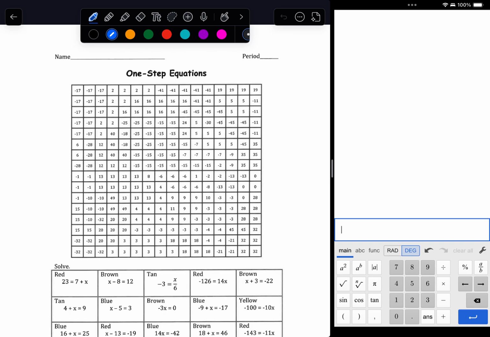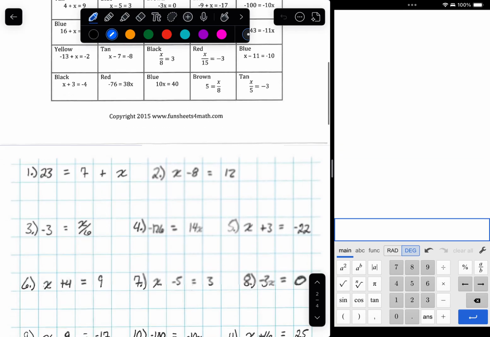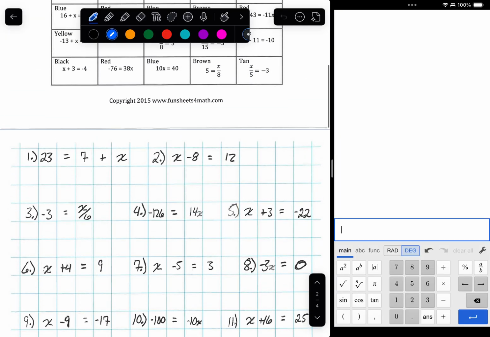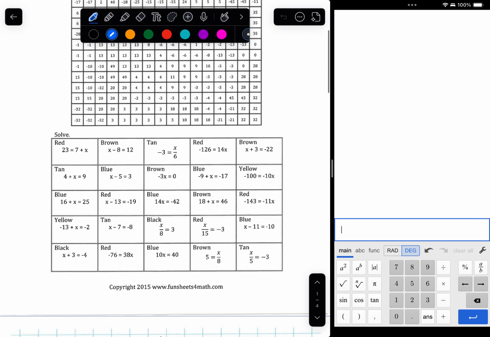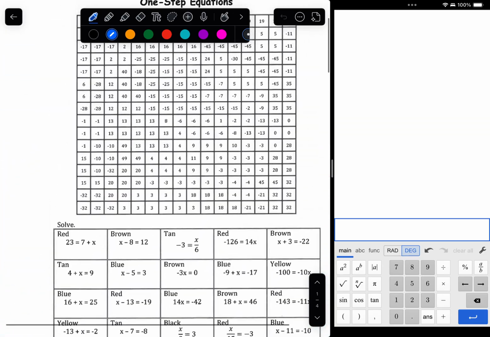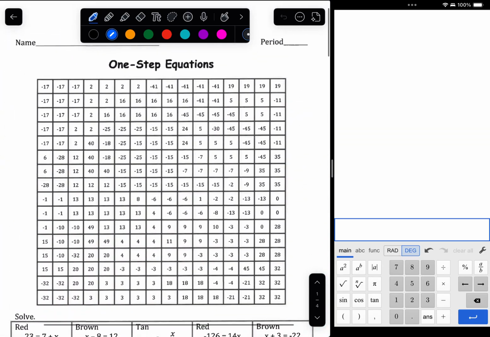What up, class? This will be your one-step equation worksheet. It's pretty easy, and I gave you guys an extra set, the same problems rewritten in their own bubble. So the problems up here are the exact same problems down here. So if you don't want to do the coloring part, you don't have to.